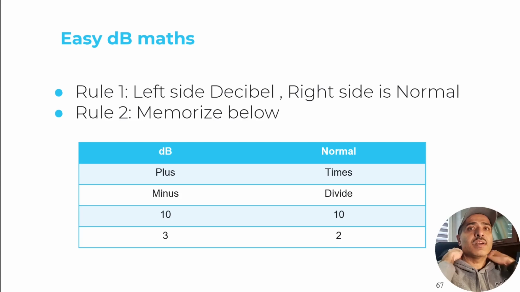So let's say I had a number that I had to convert, it would be easily converted. For example, let's say I have 13 dBm. How do I convert that into normal? I'm taking the simplest example, so it's 10 plus 3, right? That's how I can make 13. So 10 remains 10, plus becomes times, 3 becomes 2. So that's 20 milliwatt. Just an example.